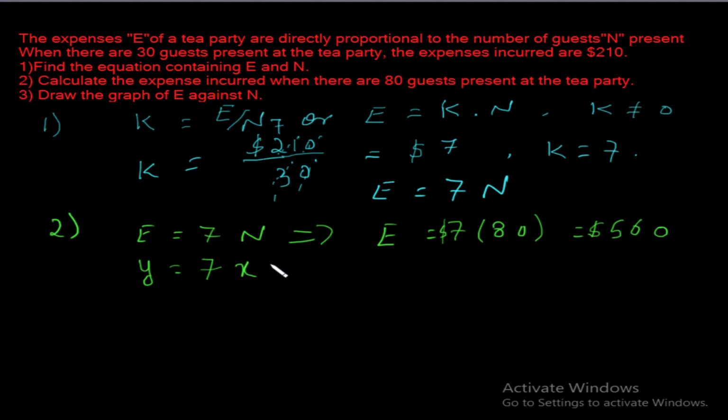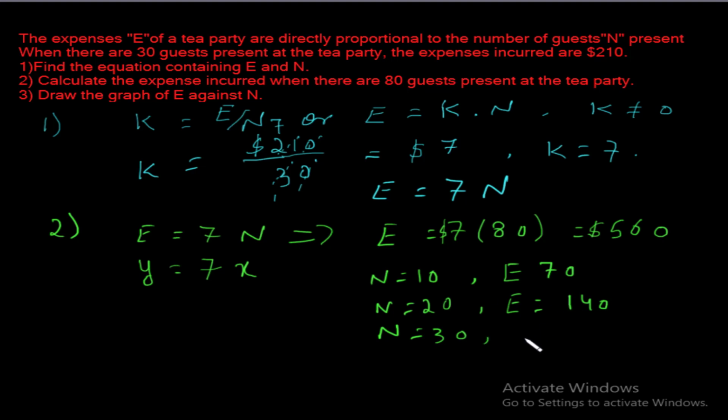And let me take some points, like when N is equal to 10, so by putting 10, I will get E is equal to 70. For N is equal to 20, I will get E equal to 140. For N equal to 30, I will get E equal to 210. And for N equal to 80, I will get E equal to $560. And I have forgotten to write the dollar sign with all these numbers, so you are supposed to do that.